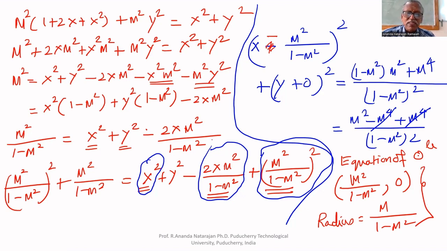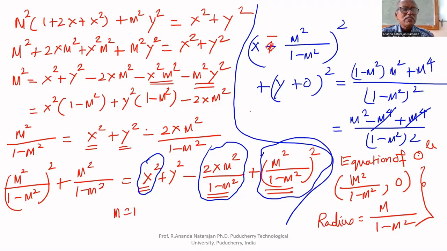But this equation will fail when m equal to 1. When m equal to 1, what will happen? 1 upon 1 minus 1 becomes 0. Therefore, the center is infinity, and the radius also infinity. That is not possible. This equation fails when m equal to 1.